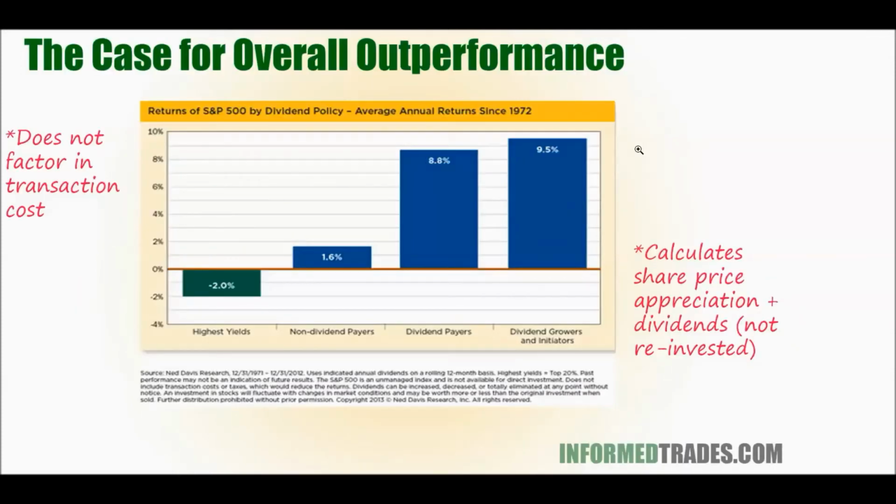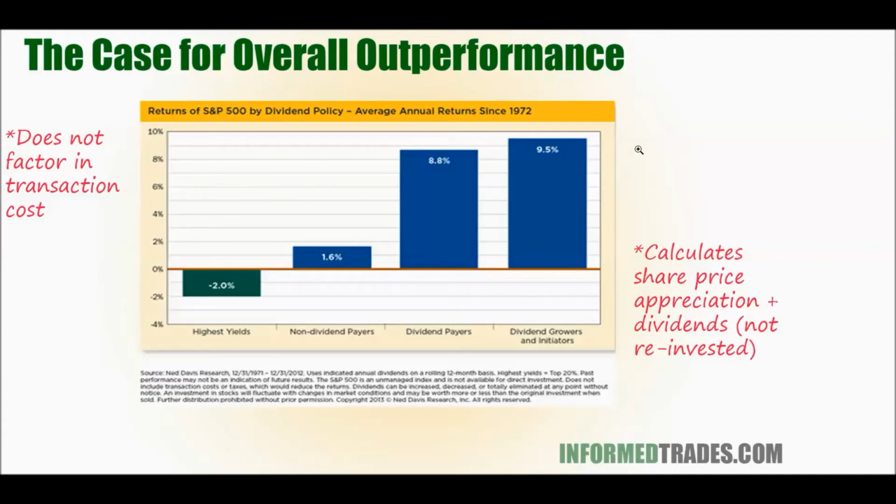Also worth noting is that you can make an argument that dividend growers tend to outperform, in terms of share price and the dividends being issued. On the screen right now, this is a chart from Ned Davis Research looking at 1972, the start of the post-Bretton Woods era, the modern financial system.